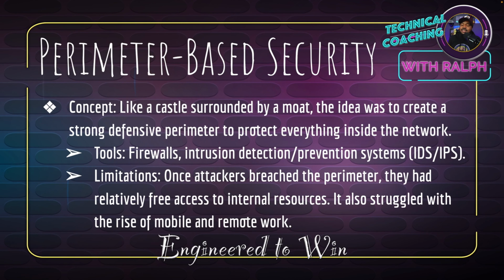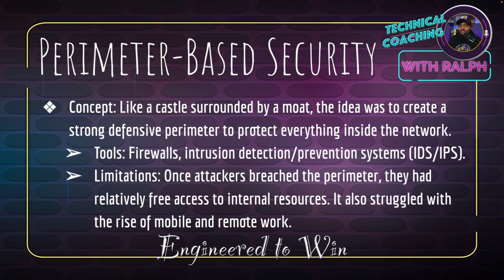So let's look at some of these traditional models. The first one, perimeter-based security. The concept of perimeter-based security is it's like a castle. Remember back in the days, King Arthur and the Knights of Justice? A castle surrounded by a moat, the little body of water around it. The idea was to create a strong defensive perimeter to protect everything inside the network. Inside the castle, inside the kingdom, you had that big wall, people can't get in. The tools they would use would be firewalls, intrusion detection and prevention systems, IDS, IPS, right?